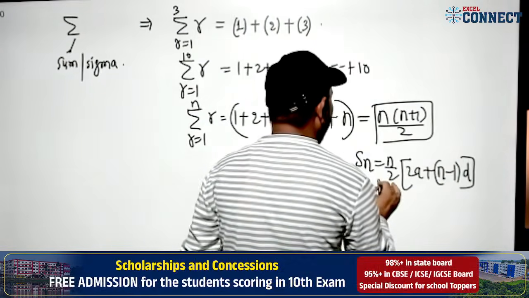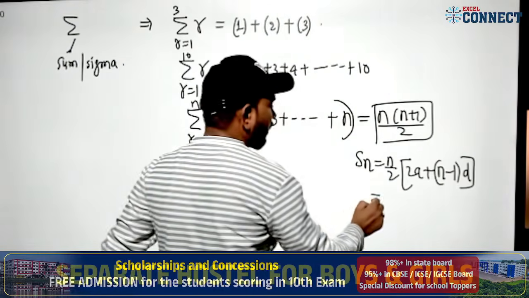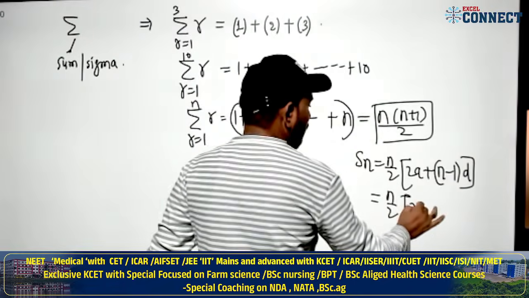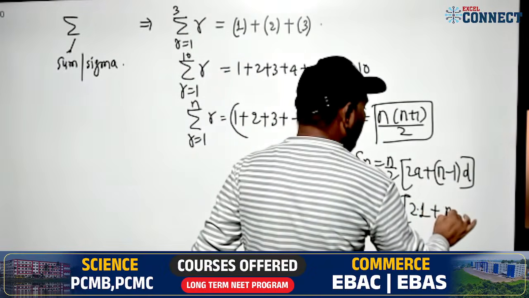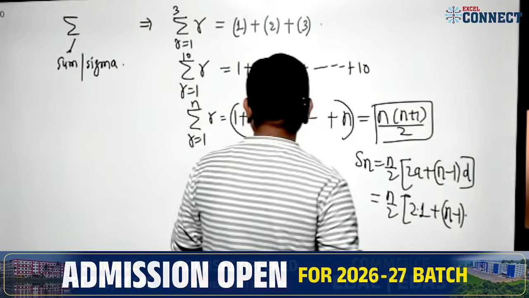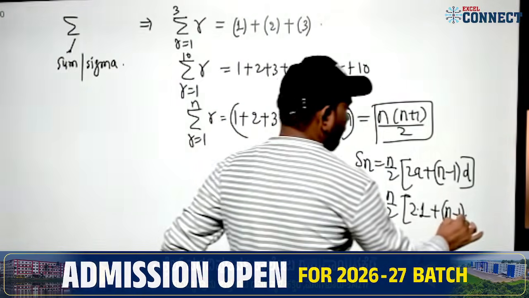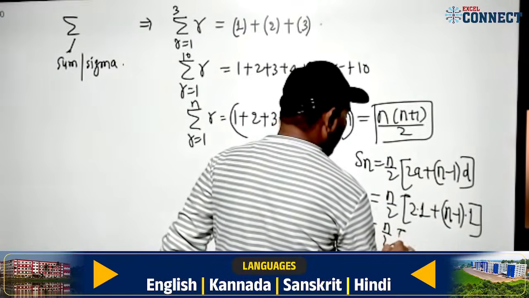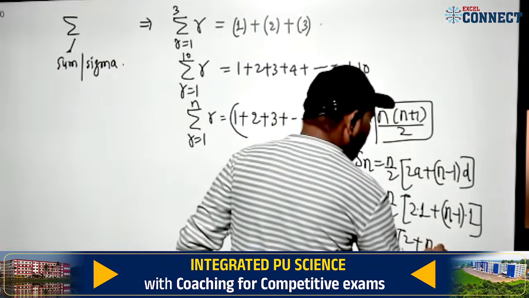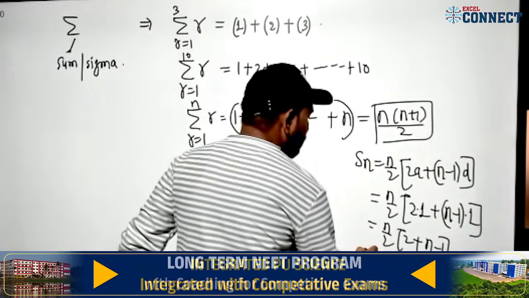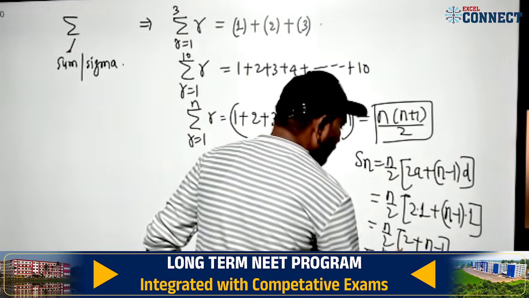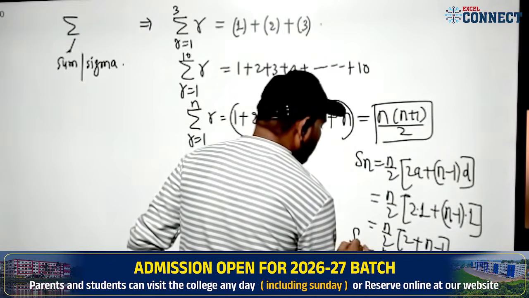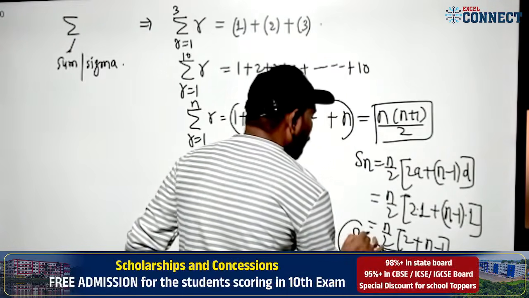Now what is n? n is the number of terms. Here the number of terms is n only. So n by 2 into a value, which is 1, plus n minus 1 into d value. The difference is only 1, positive 1. So now I can say it is n by 2 into 2 plus n minus 1. Okay, so what is this? n plus 1. So n into n plus 1 divided by 2. So this is our Sn. You know this formula directly.